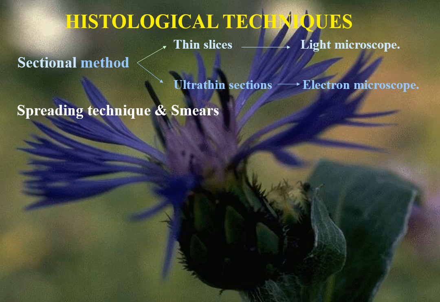Spreading technique and smears. Spreading technique is used to spread tissue sheets on slide, like loose areolar connective tissue, while smears on glass slides are used for studying suspensions like blood, urine, and bone marrow. Tissue culture is a new method in which the tissues are cultured in a special media in order to study their characters and properties.